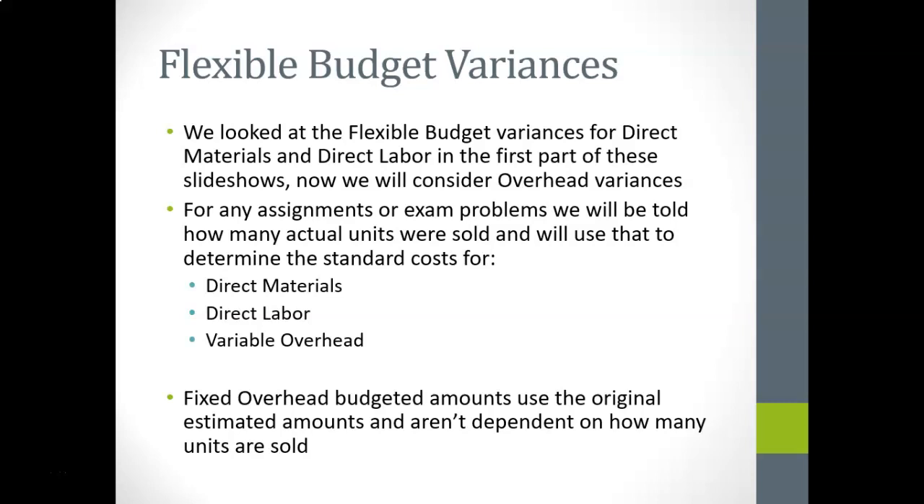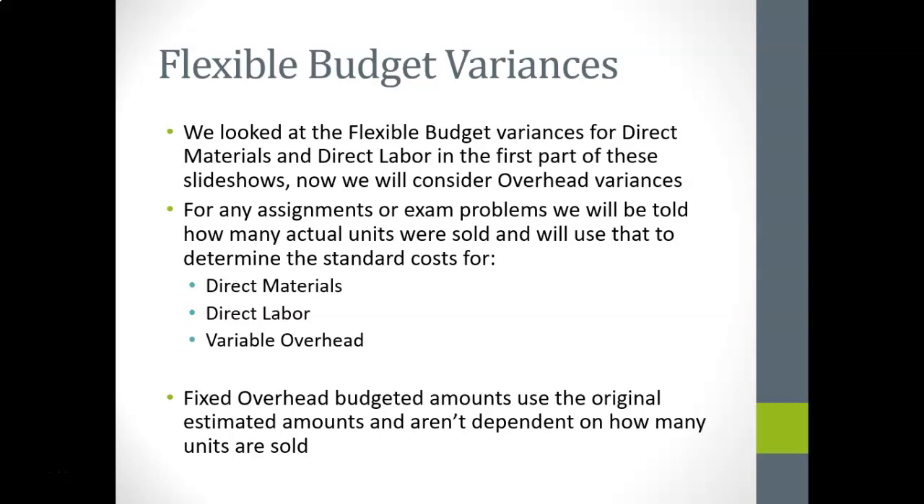For any assignments or exam problems, we will be told how many actual units were sold. And we're going to use that to determine the standard cost for direct materials, direct labor, and variable overhead. These things are variable costs. They vary with how many units are sold. So we have to know how many units are sold before we can figure out what is the standard cost for that type of thing.